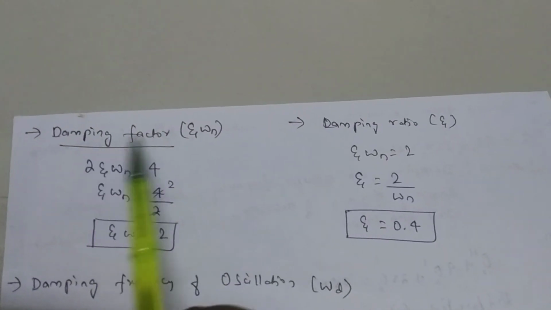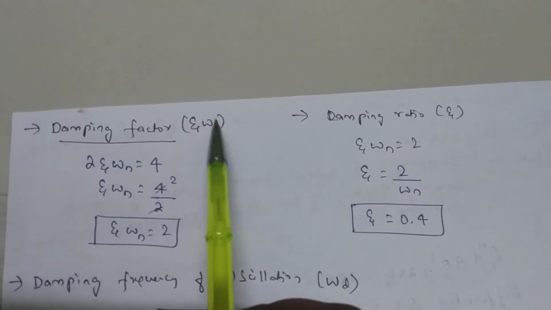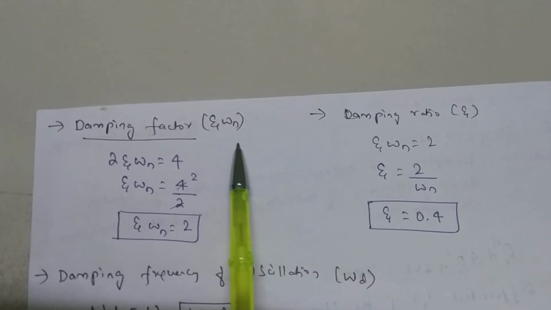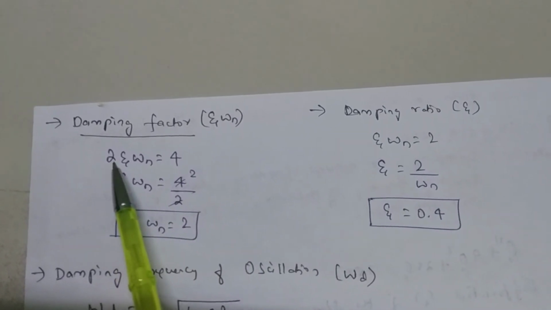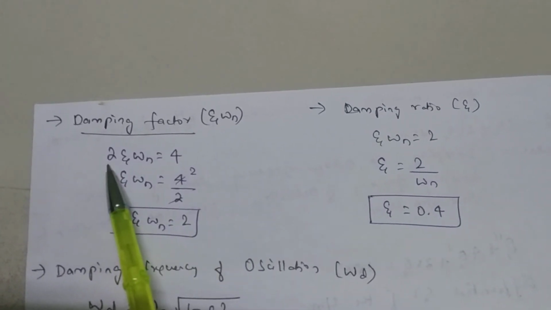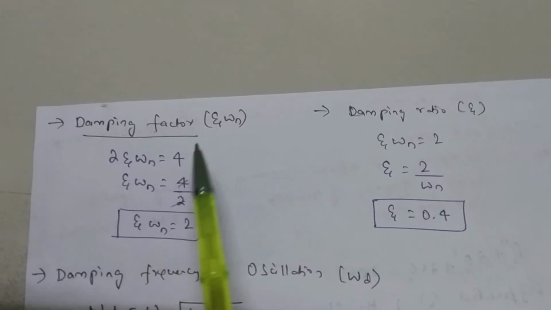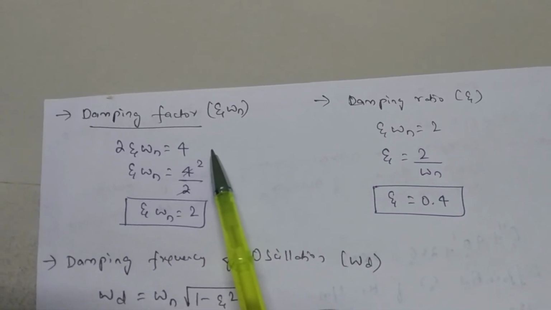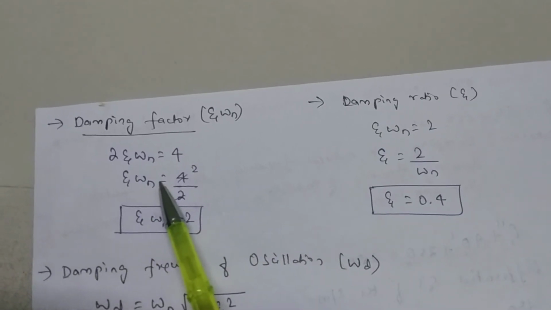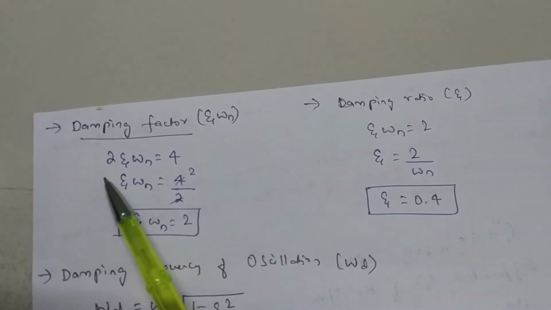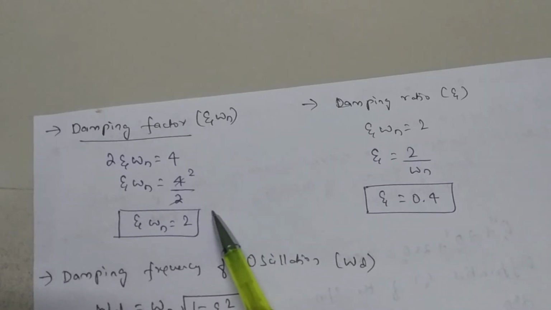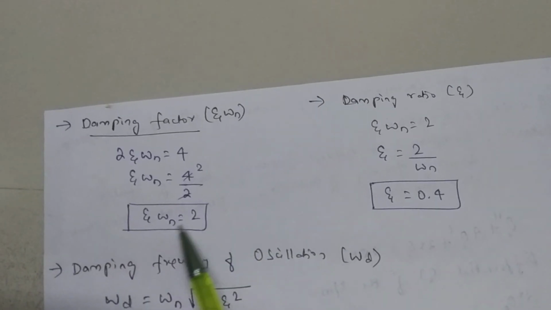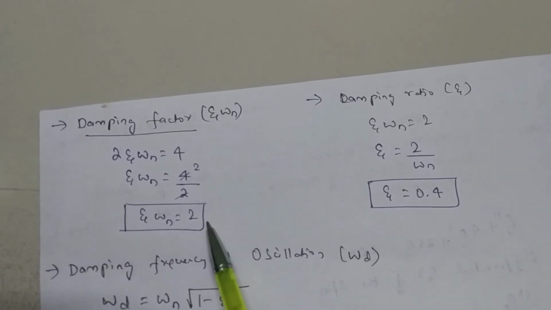Similarly, we need to find out the damping factor. What is the damping factor here? Theta into omega n. How to find out theta omega n? We know 2 theta omega n equal to 4 by comparing with the second order characteristic equation. So theta omega n we take, and the 2 goes to the right side part. So 4 by 2 is 2. Theta omega n we got is 2.